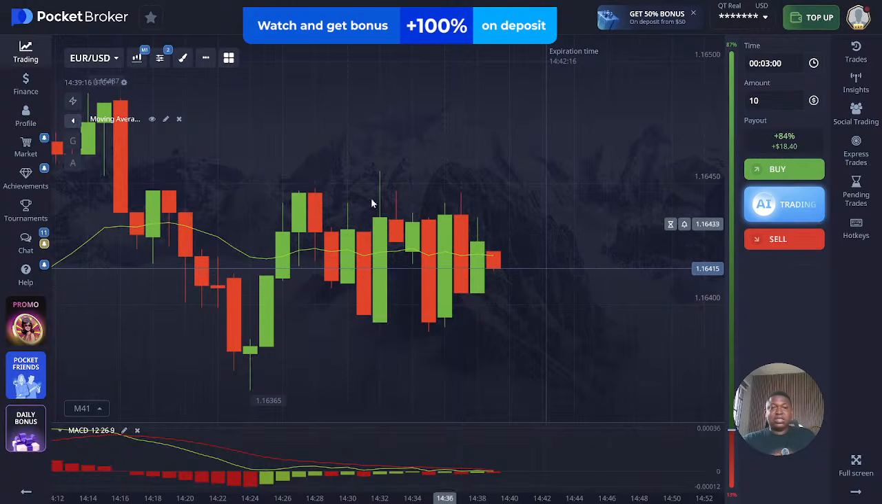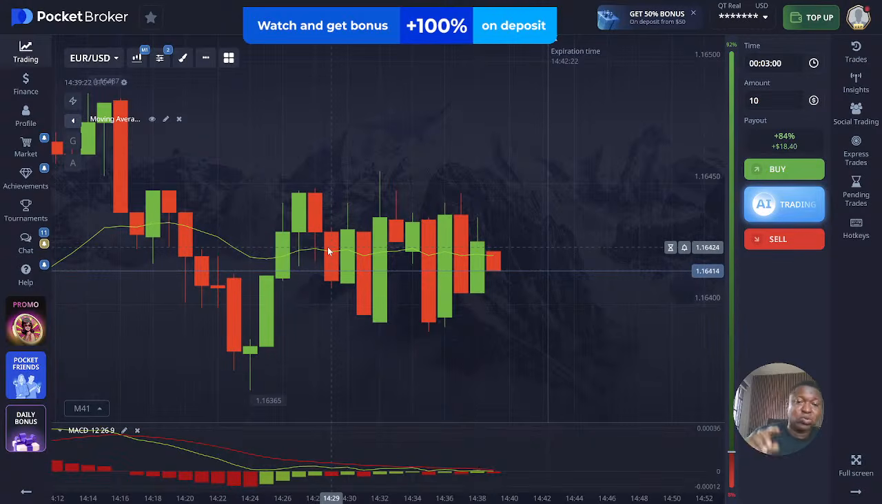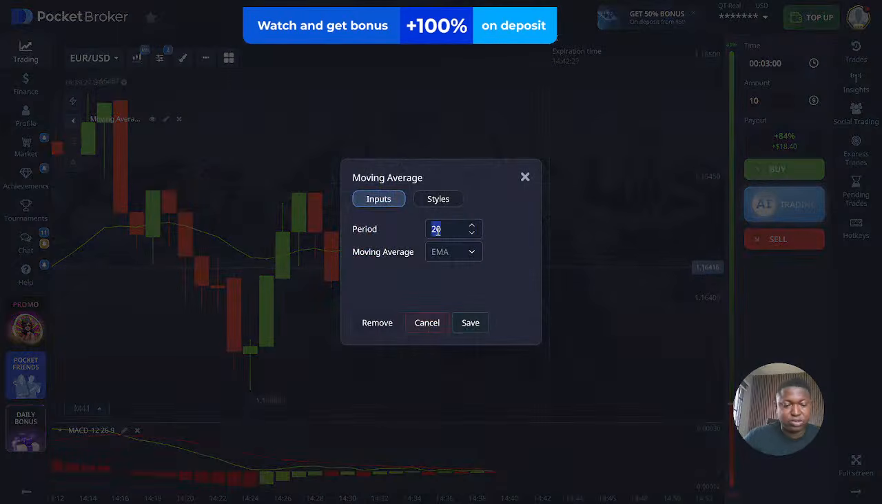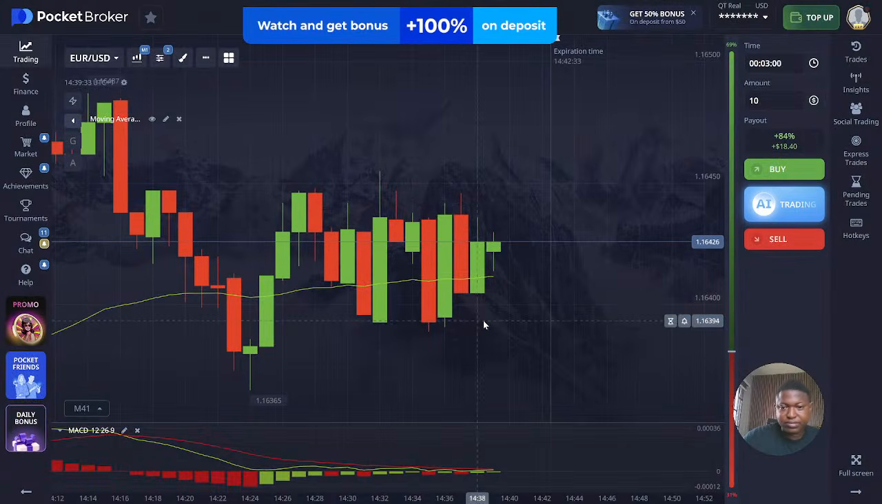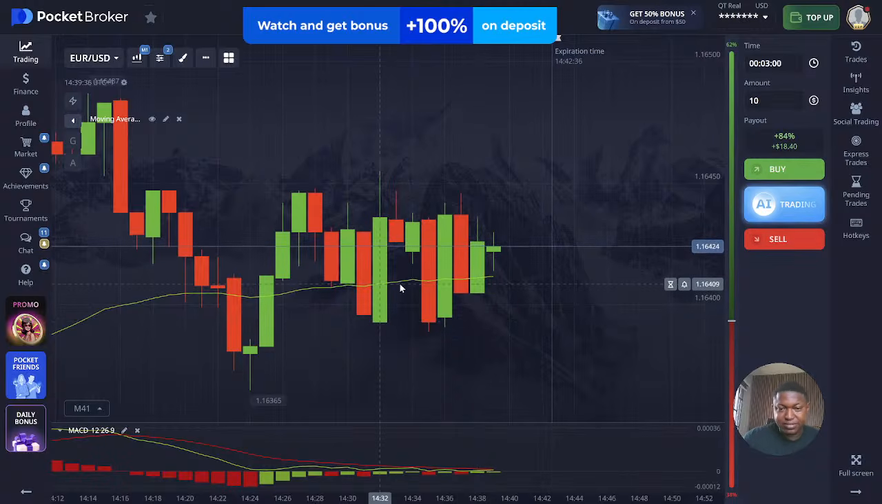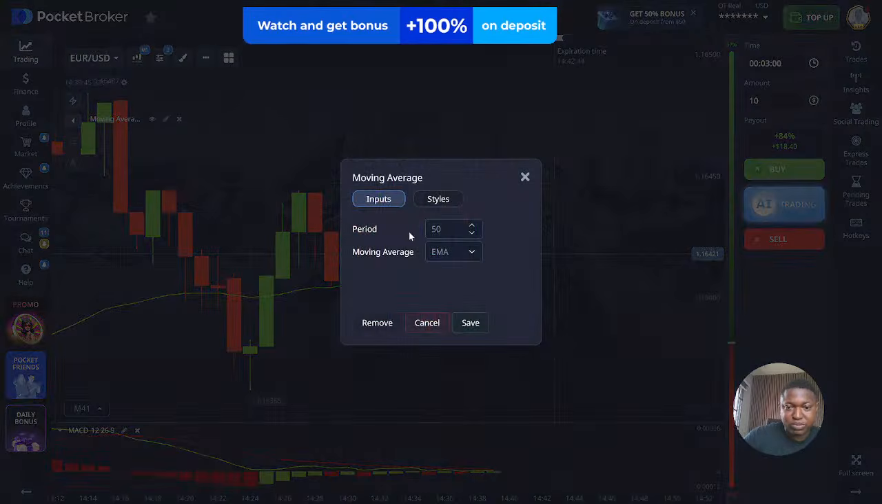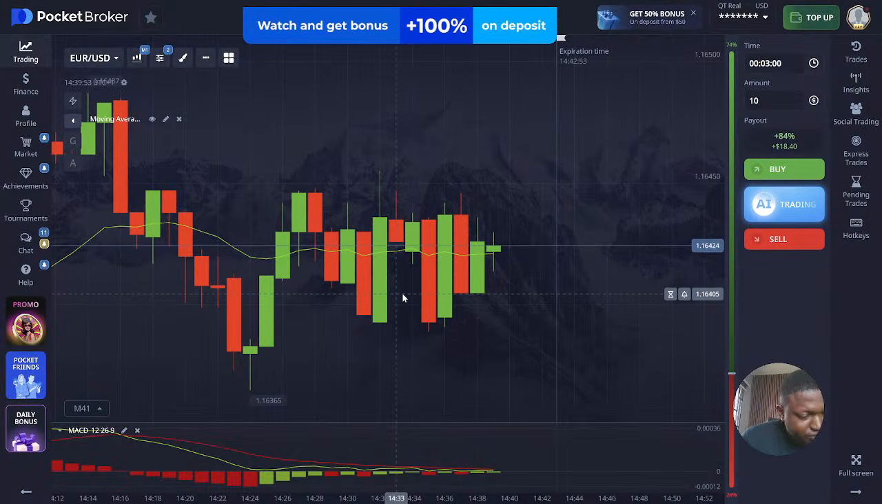However, the market right now is in a sideways motion, so let's wait for it to go down or up in a good direction. Let's switch back to our 50 EMA and see what's going on. The 50 EMA is basically the same thing. The market is still on a sideways journey. So let's switch back to 20.